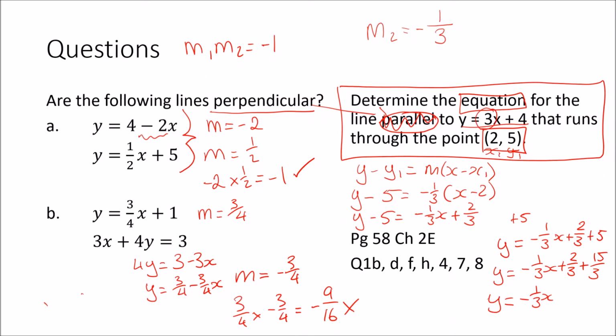But using the point gradient equation is just like what we've been doing for normal linear equations. Okay, so now that's messy as hell.